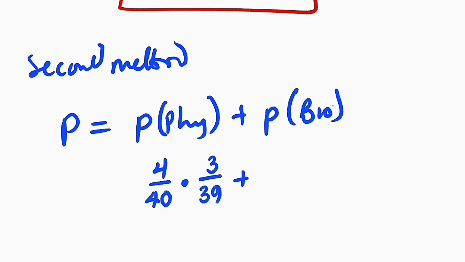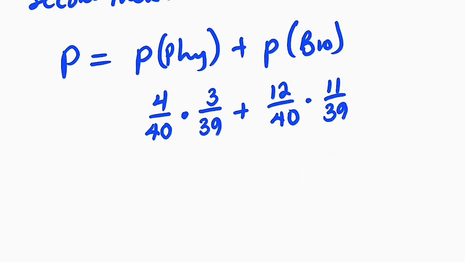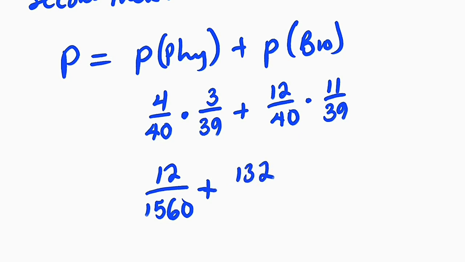Then plus, coming to the biology, you know there are 12 in number. 12 out of 40. Then multiply by 11 out of 39. 4 times 3 is 12. Divide by 40 multiplied by 39. This will give us 1,560. Then plus 12 times 11 will give us 132. Divide by 40 times 39, which is 1,560.